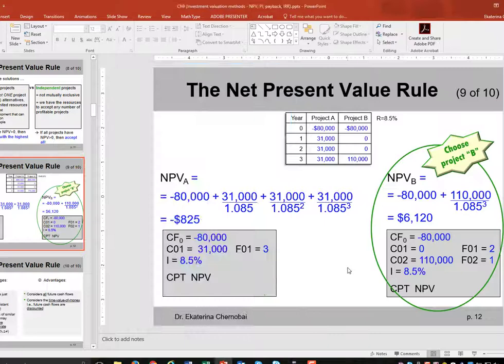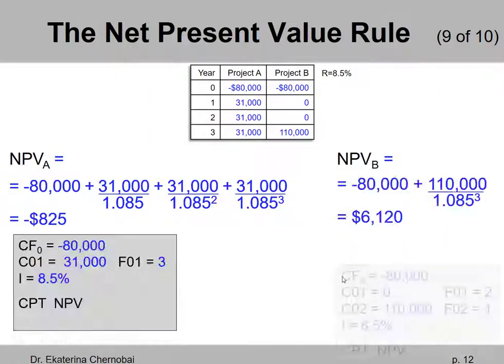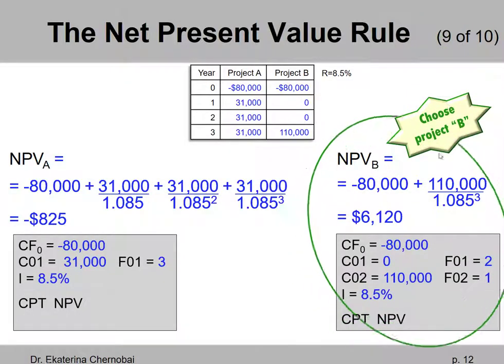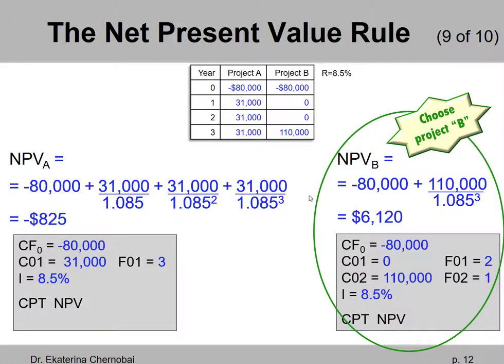So now if you compare projects A and B, you will see that there's actually no ambiguity here. It's very clear which one of the 2 projects should be the winner. It's project B. It's the only one with the net present value above $0.